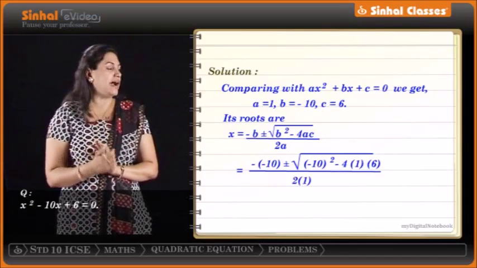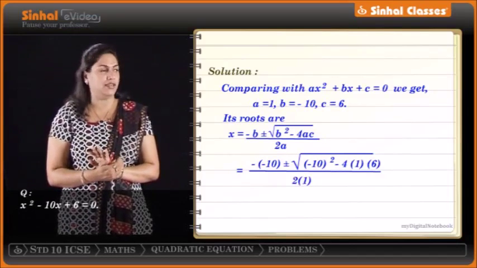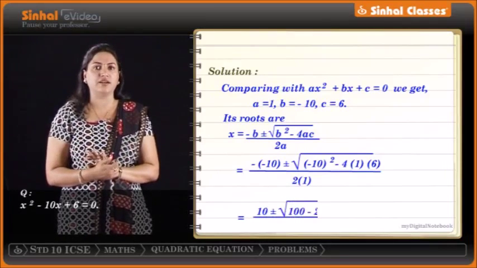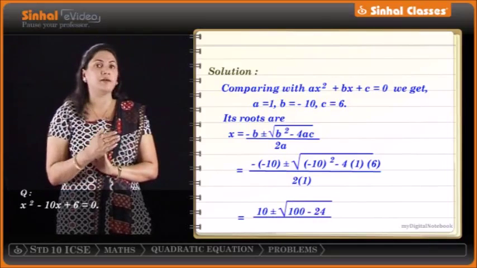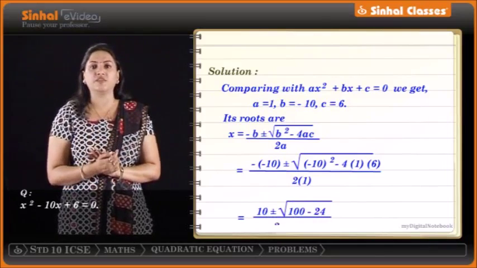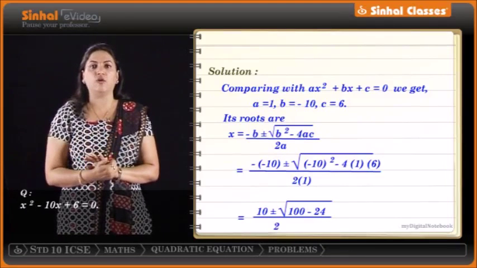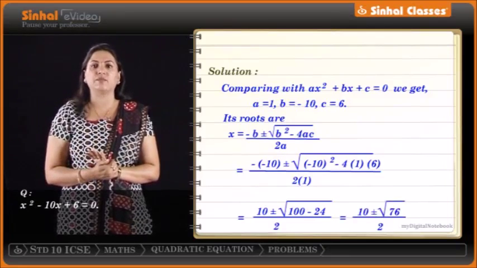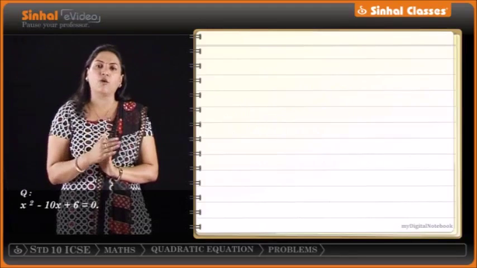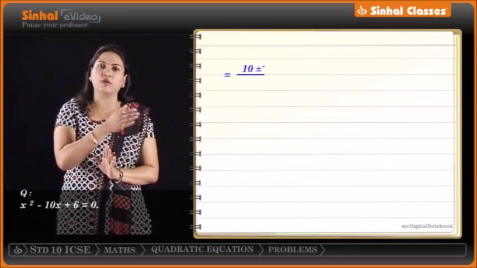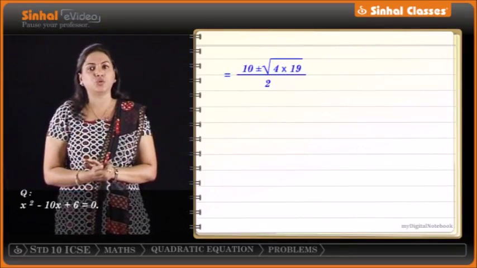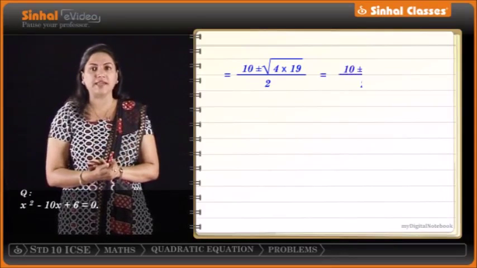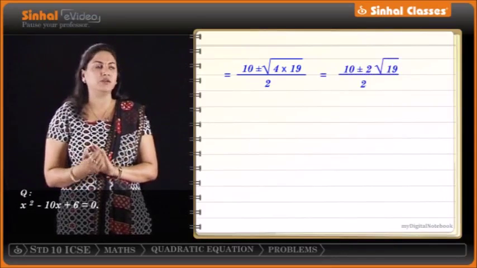simplified as, now minus of minus 10 gives us 10 plus or minus root minus 10 square is 100 and that minus 4ac term becomes minus 24. So in the root we have 100 minus 24, which is root 76. Now root 76 can be written as root 4 into 19. Now we remove 4 outside to make it 2 root 19. So the next step becomes 10 plus or minus 2 root 19 upon 2.